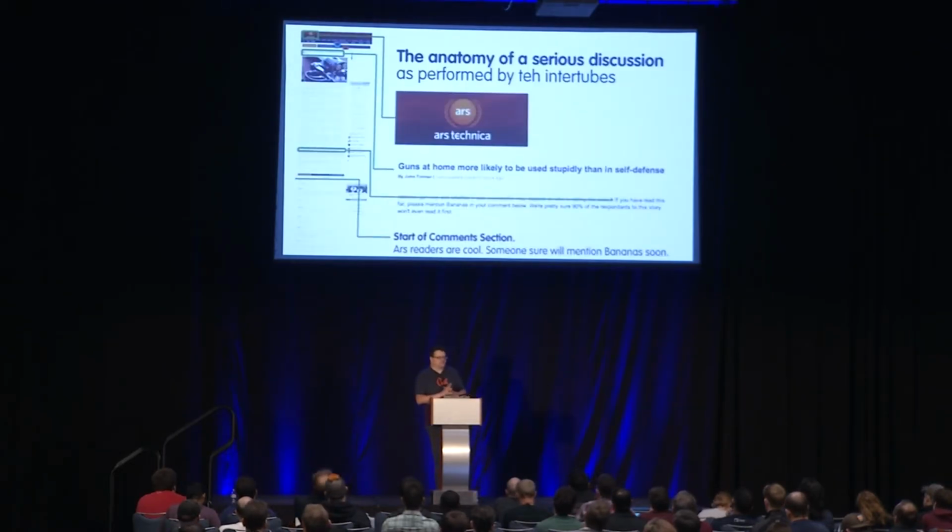So Ars Technica did this really cool experiment. I don't know what year it was, but they posted an article about gun control. So already you're in controversial territory, right? You're dealing with people who are going to have strong opinions on either side. In paragraph 7, in the middle, that little green circle, they put the words: if you read this far, please mention bananas in your comment below. We're pretty sure 90% of the respondents to the story won't even read it first.